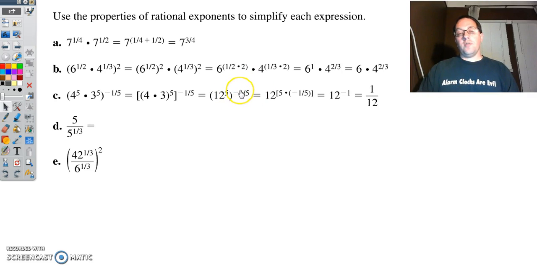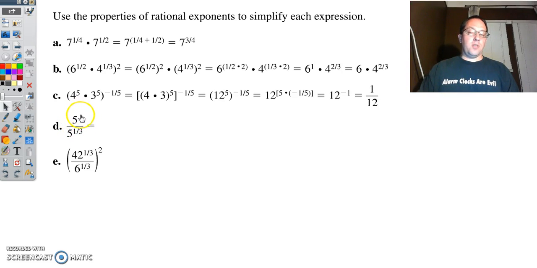But now we do have to deal with the stuff on the outside. So we have a power raised to a power, so we multiply those powers together. 5 times negative 1/5. Well, 5 times negative 1/5 is negative 1. So we have 12 to the negative 1. And that negative exponent, if you remember, just takes the reciprocal. So 1 over 12.